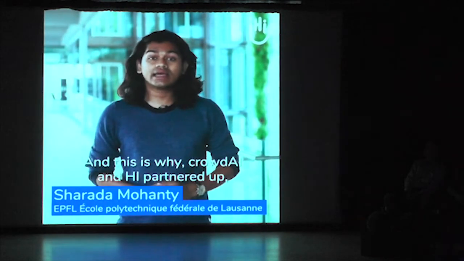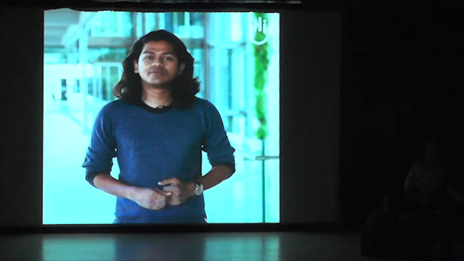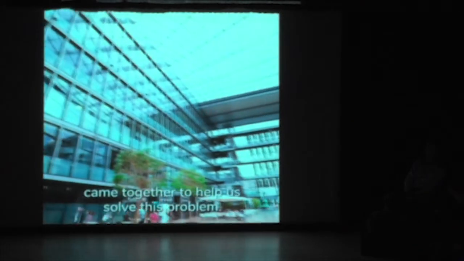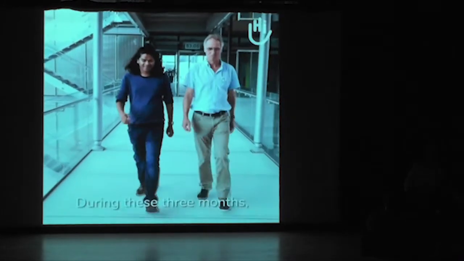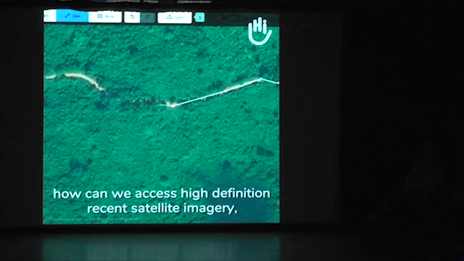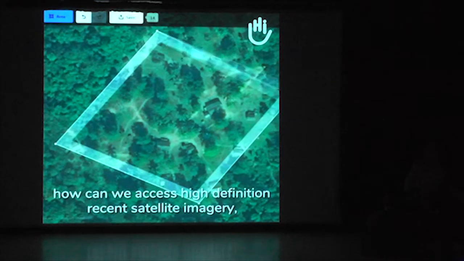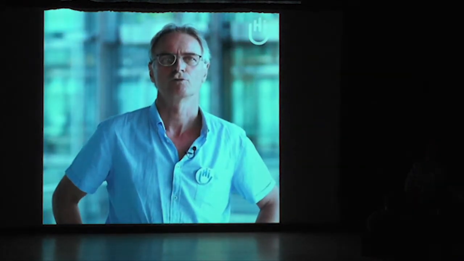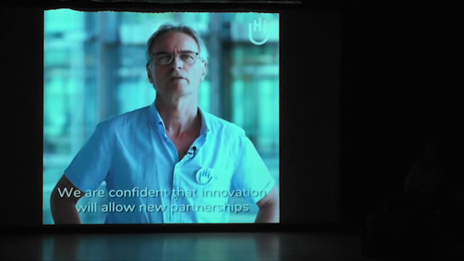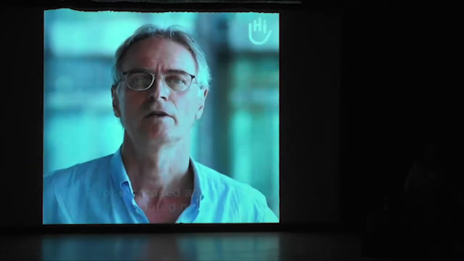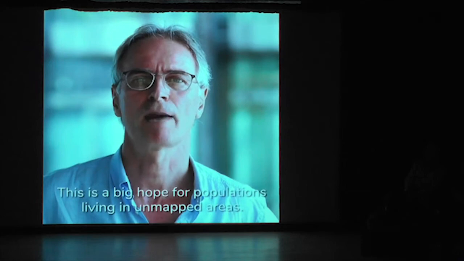And this is why Crowd AI and HI partnered up to launch the Mapping Challenge, which involves building missing maps using machine learning. Scientists from all over the world came together to help us solve this problem. During these 3 months, participants developed and tested algorithms to convert satellite images into accurate maps. The stakes are high. How can we access high-definition recent satellite imagery while keeping costs compatible with humanitarian budgets? We need powerful platforms to turn these images into maps. We are confident that innovation will allow new partnerships for increased access to updated maps. This is a big hope for populations living in unmapped areas.